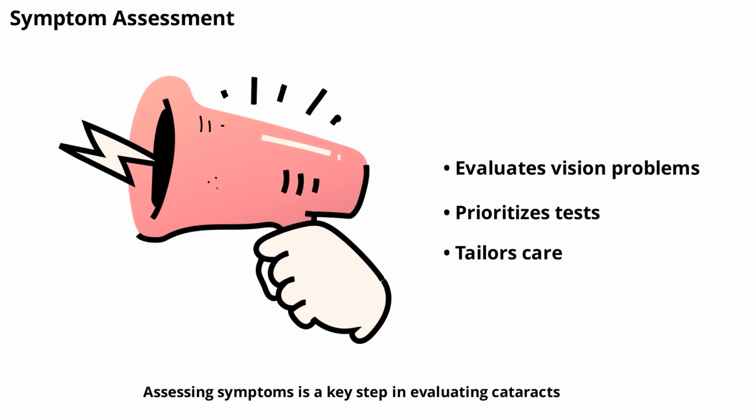Assessing symptoms is a key step in evaluating cataracts. Patients describe their vision problems, such as blurriness, glare, difficulty reading, or trouble seeing at night. The doctor uses this information to determine the impact of cataracts on daily life and to prioritize tests and treatments. Symptom assessment ensures that care is tailored to each individual's needs and concerns.